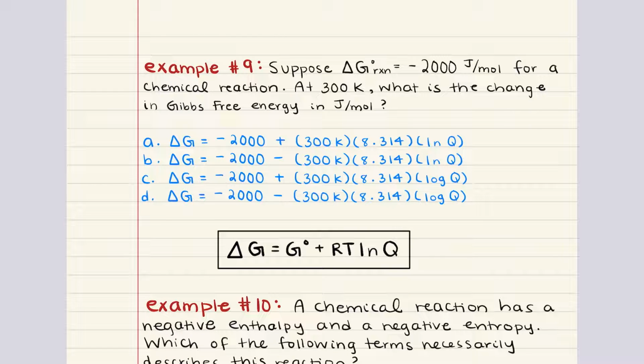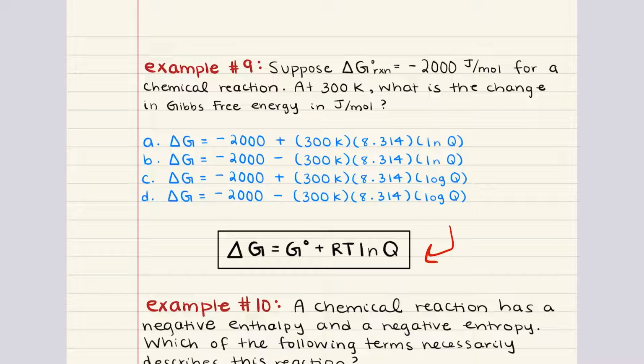Problem 9 says, suppose the standard free energy change of the reaction is minus 2,000 joules per mole for a chemical reaction. At 300 Kelvin, what is the change in Gibbs free energy in joules per mole? Now, this problem asks for the free energy of a reaction at non-standard conditions, and that can be determined with the following equation. Now, we're given just enough information to plug in some values, and from there we can look at our expression and see which answer choice best matches that.